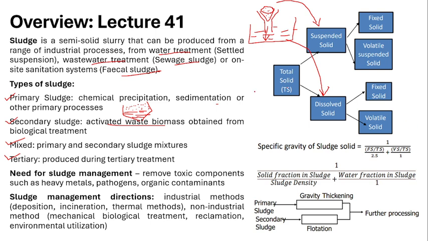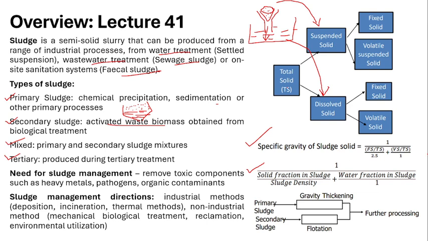So here, in the case of problem solving, different formulas are there. One is the specific gravity of the sludge solid. If you are asked to calculate the specific gravity of sludge solid, you can use this formula, which is equal to 1 divided by [(Fs/Ts)/2.5 + (Vs/Ts)/1], where 2.5 is the specific gravity of fixed solids in general. Here Fs is the fixed solid, Ts is the total solid and Vs is the volatile solid.